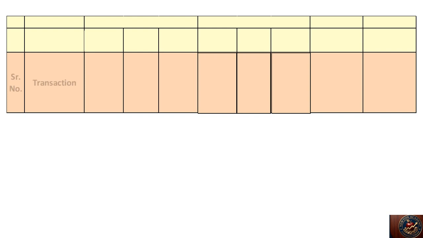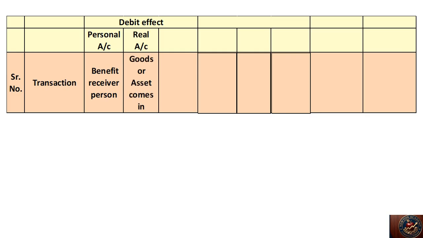Serial number and transaction. This is where you write the transaction number and its description. Debit effect. You look at the 3 columns under this section to find which rule applies for debiting. Personal account. If a person or company receives a benefit, write their name here. Real account. If goods or assets come into the business, write the asset name here. Nominal account. If the transaction is a business expense or loss, write it here.